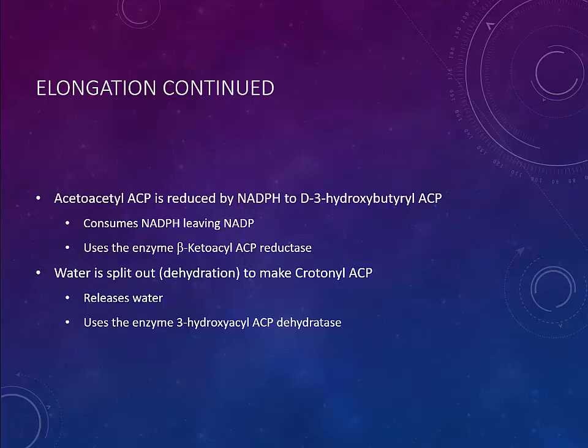We're at acetoacetyl, and it's reduced by NADPH to D3-hydroxybutyryl ACP. The ACP is just the carrier. The enzyme is named beta-ketoacyl ACP reductase. Next, a water is split out in a dehydration reaction to make crotonyl ACP. The enzyme is 3-hydroxyacyl ACP dehydratase.